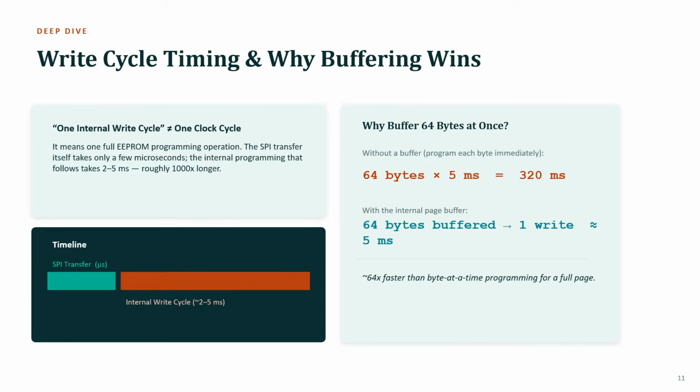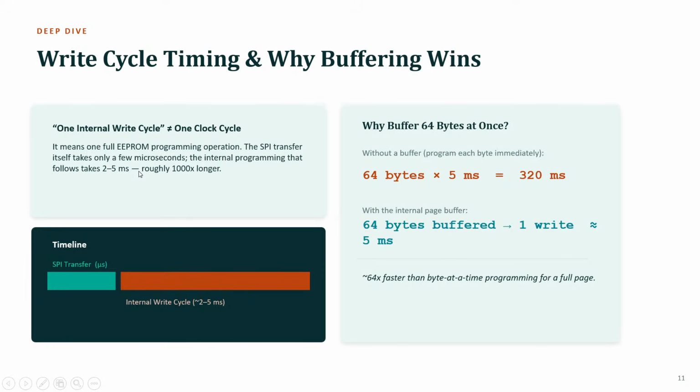Now suppose I have an internal buffer in the middle. Then the 64 bytes of data I can transfer in one write. So you can see over here, it means one full EEPROM programming operation. The SPI transfer itself took a few milliseconds, and the internal programming that follows takes 2 to 5 milliseconds.